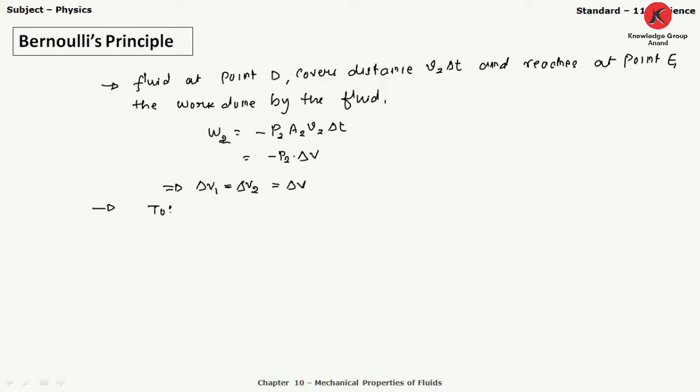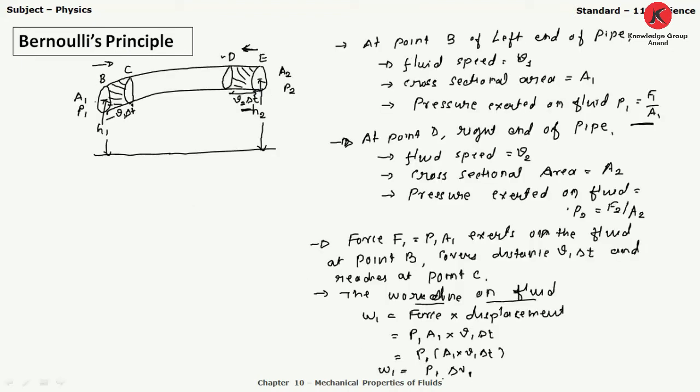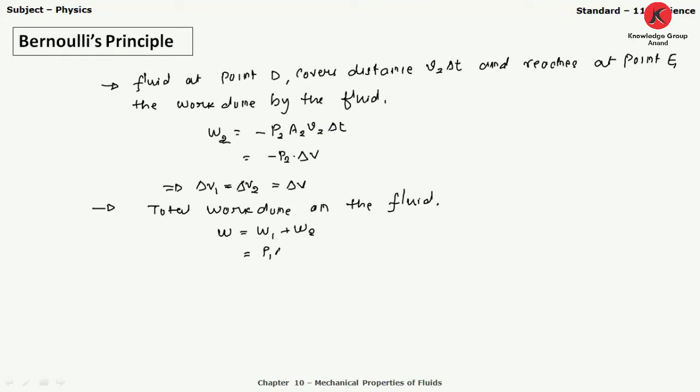So now the total work done, here we have the value of W1 and value of W2. So the total work done on the fluid, W equal to W1 plus W2, and we have the equation for W1, which is P1 into delta V1, and here we can see delta V1 equal to delta V2 equal to delta V. So P1 delta V minus the equation for W2, which is P2 into again delta V. So finally P1 minus P2 into delta V, this is the equation for total work done, right?